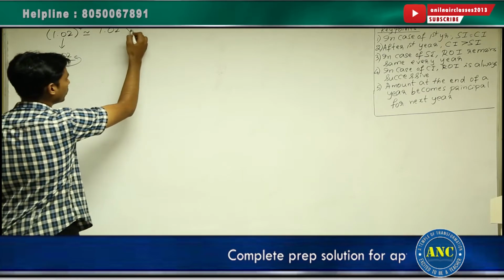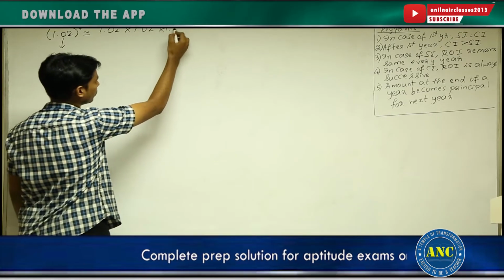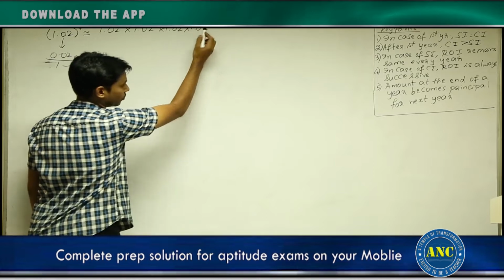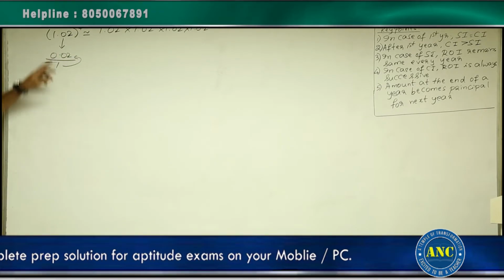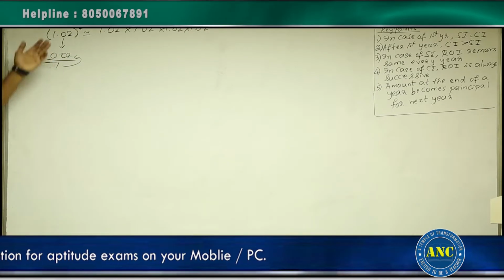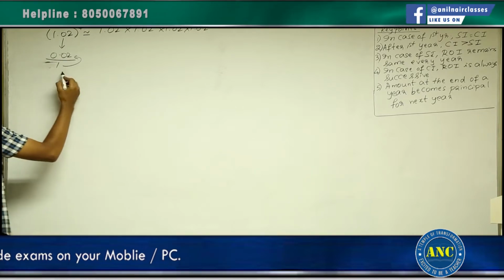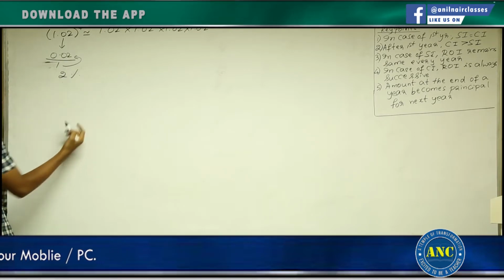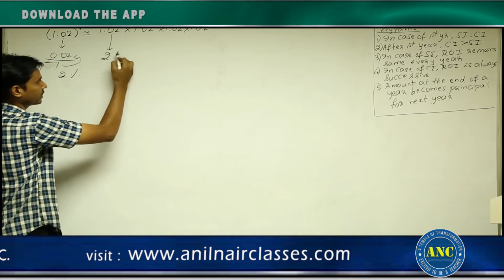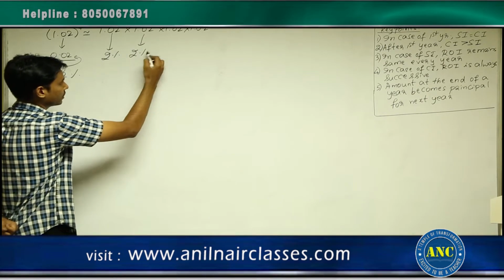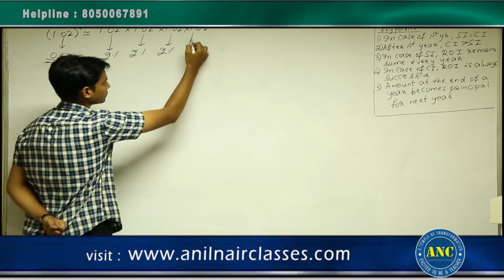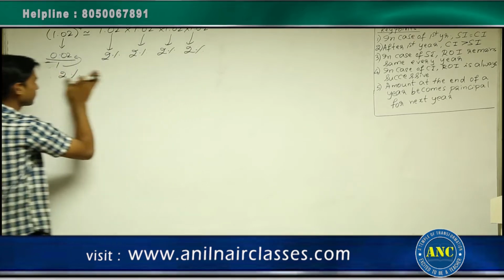1.02 power 4 is 1.02 into 1.02 into 1.02 into 1.02. It is multiplied 4 times. Upon 1, there is an increase of 0.02. What is 0.02? 2%. This is nothing but 2%, this is also 2%, this is also 2%, this is also 2%. Clear?